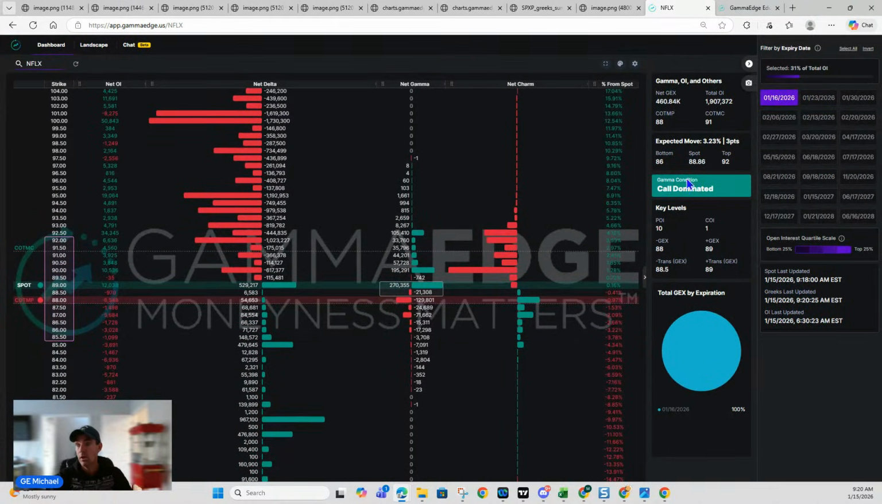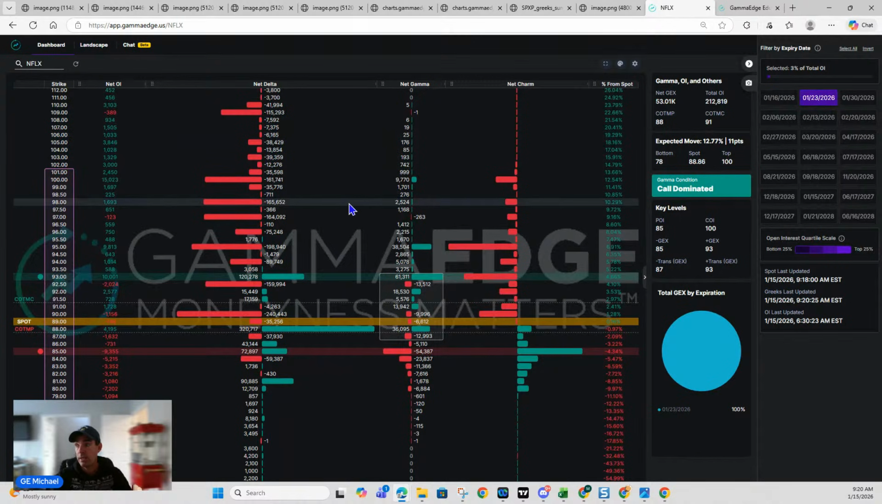Netflix, call dominated, but significant overhead negative net delta at 89 is going to be tough for price appreciation. Let's see if those expire. Not necessarily, even though we're call dominated, structure moves up to 93, but you're within transition. So advancing structure, but 89 to 93 is going to be a slow road to go. Hopefully that helps.